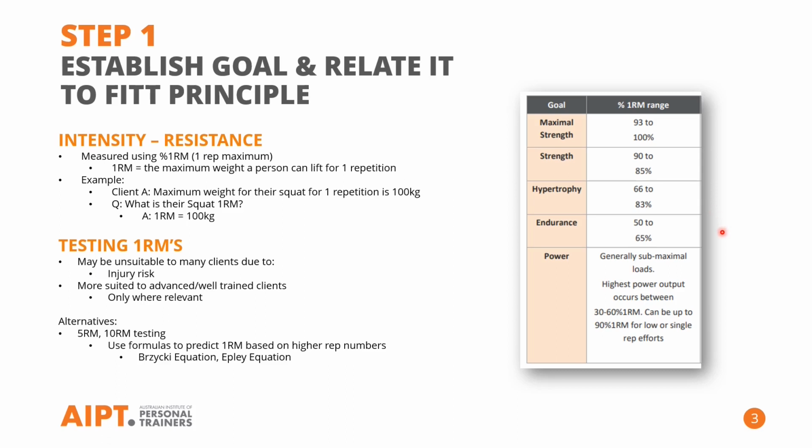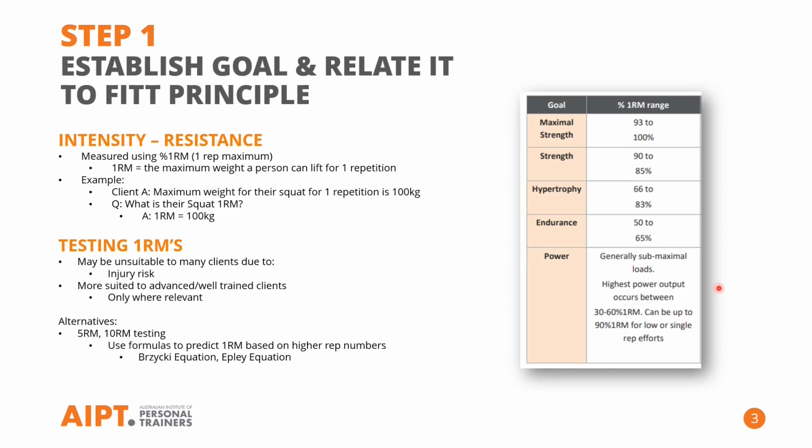Now finally, power is a little bit different. Power just refers to moving a weight over a distance in the shortest period of time. So Olympic weightlifting is a good example of power exercise. Because you have to lift that weight at quite a rapid speed, generally the training for that is performed at submaximal loads, so below 100% 1 repetition maximum, because this is where the highest power output can be seen. And usually that's at a lower load, like 30 to 60% 1 RM, because the weight is lower, you can move the bar or the weight a lot faster. But you can train it up to 90% for low or single repetition efforts.